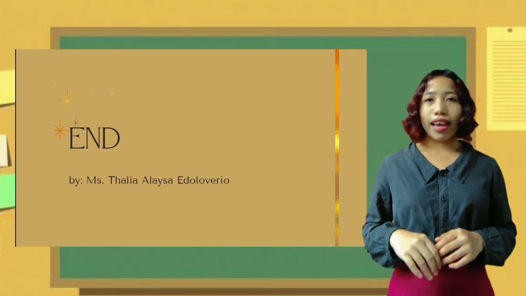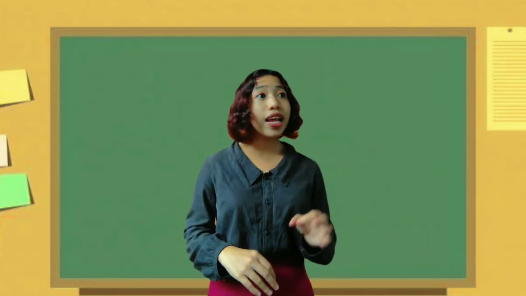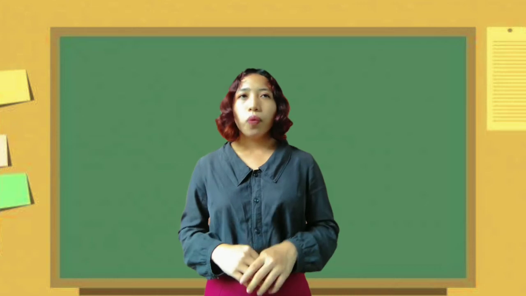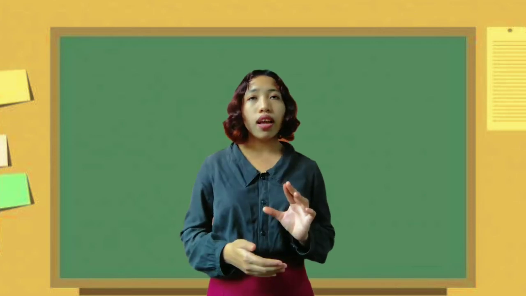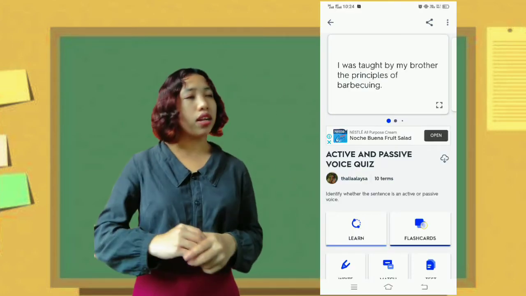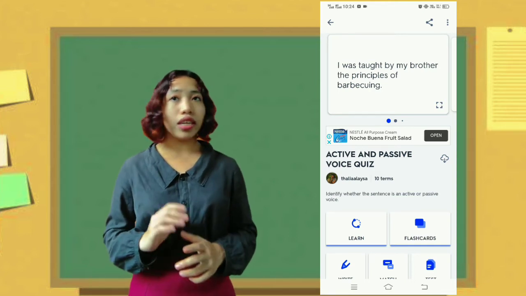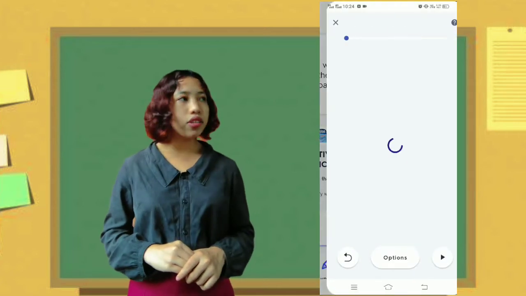Alright. Okay, that's the end of our topic. Do you have any questions? Clarifications? Violent reactions? If there is none, then get one whole sheet of paper. We will have a 10-item quiz. So I will be flashing the cards using the Quizlet application. I will be giving you 30 seconds to answer each item. Is that clear? Alright, let's start.